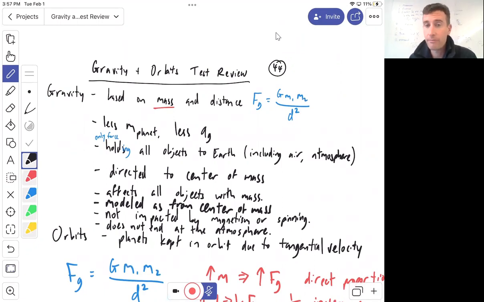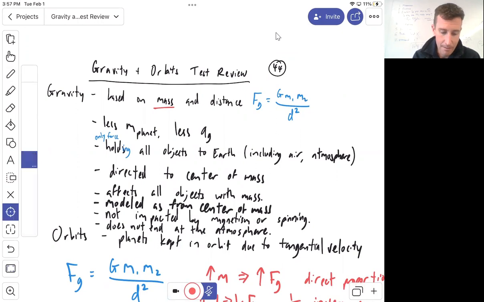We have an equation for the force of gravity, and that's the gravitational constant, big G, times the mass of the first object times the mass of the second object, divided by the distance between the two masses squared. So you'll notice that it's based on mass and the distance. Everything that has mass has gravity. All things with mass attract all other things based on the force of gravity. But the further away they are, the greater the distance, the less the force of gravity and the acceleration of gravity is going to be. If there is less mass of the planet, there will be less acceleration due to gravity.